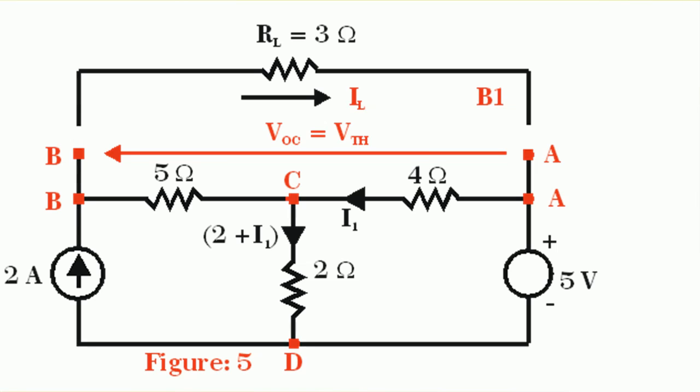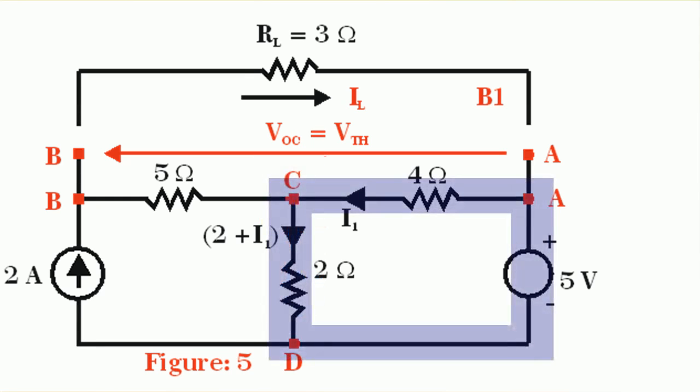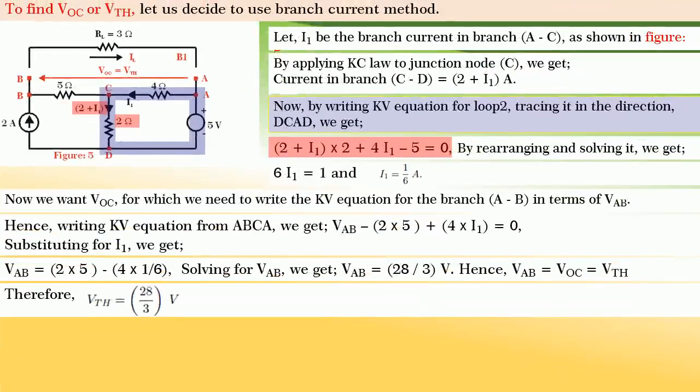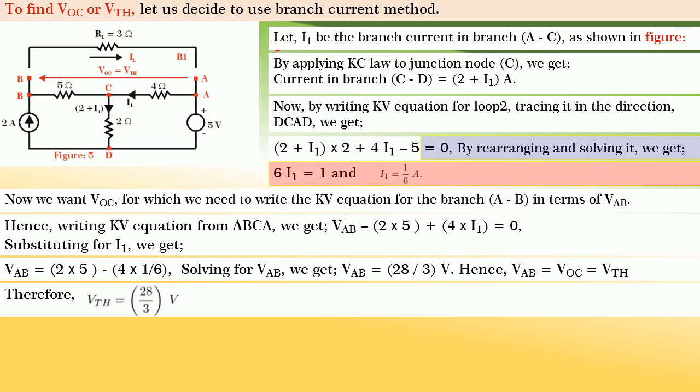By applying Kirchhoff's current law to junction node C, we get the current in branch C to D equal to 2 plus I1 amperes. Now, by writing Kirchhoff's voltage equation for loop 2, tracing it in the direction DCAD, we get (2 plus I1) into 2 plus 4I1 minus 5 is equal to 0. By rearranging and solving it, we get I1 is equal to 1 by 6 amperes.